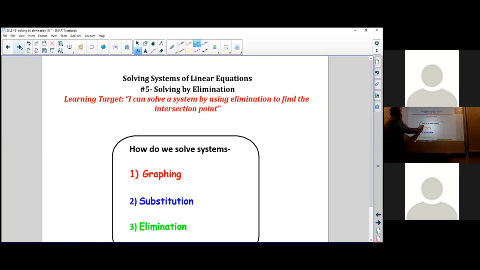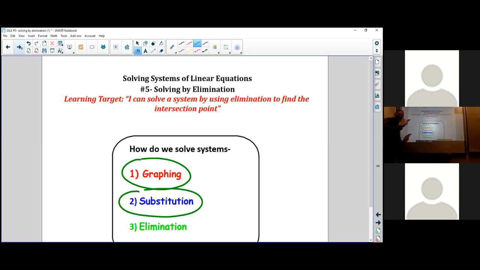So we took care of graphing. We talked about some of the problems graphing has. If you had fractional amounts for answers, it's hard to graph that. Graphing also doesn't have to cross on the graph that we give. It could cross at like 150, 370. Okay, and that's really hard to graph because it's way off your graph.